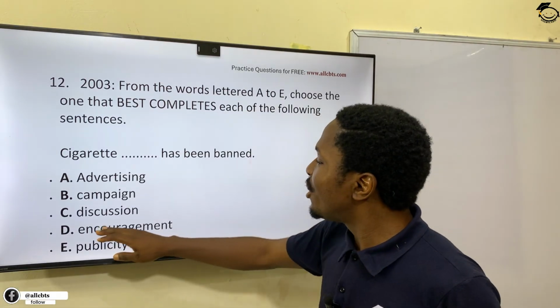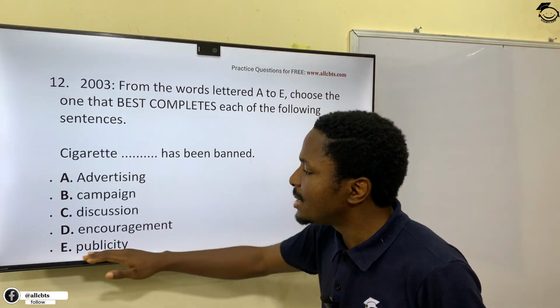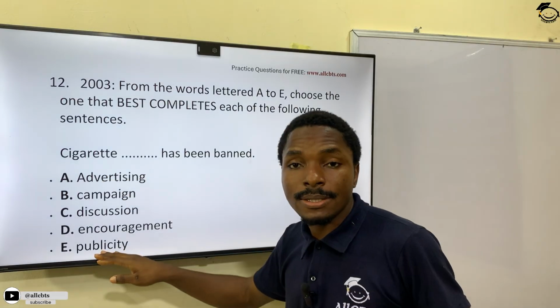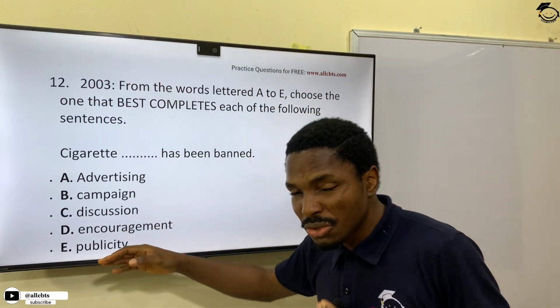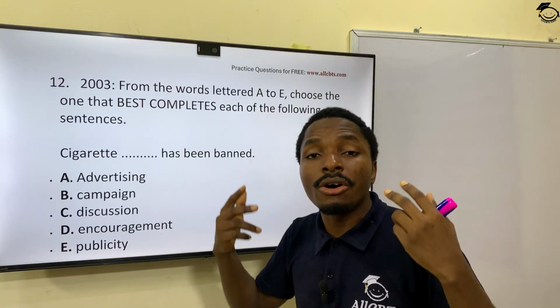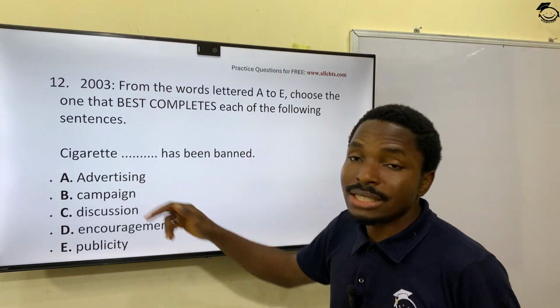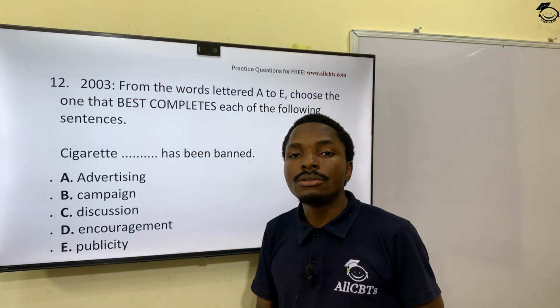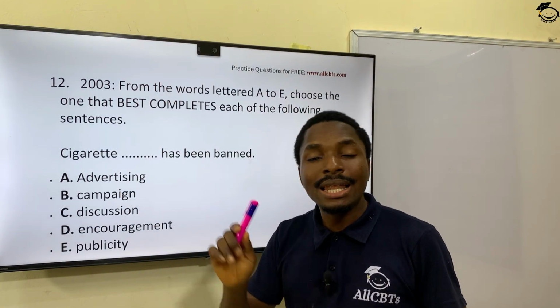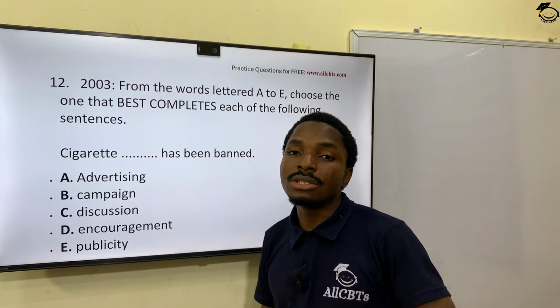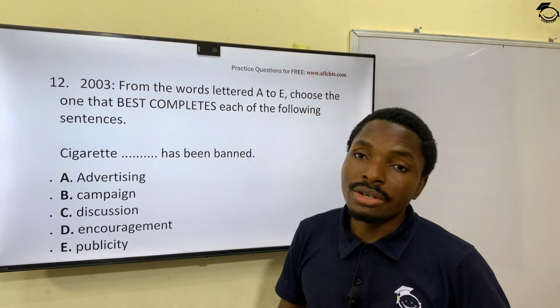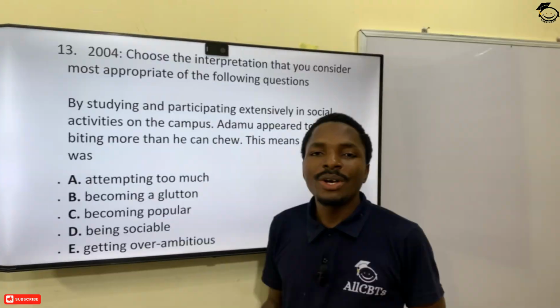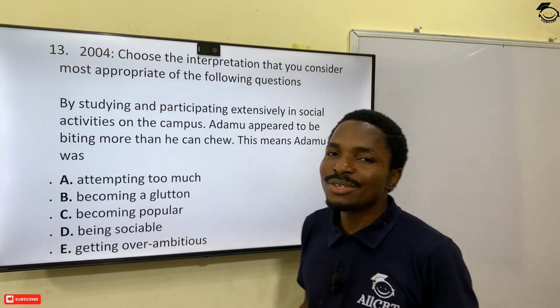So then encouragement, publicity. So we are between advertising and publicity. And the correct option, logically, grammatically correct, would be advertising. So cigarette advertising, meaning that no cigarette company is allowed to advertise cigarettes on the television or any other kind of media platform.